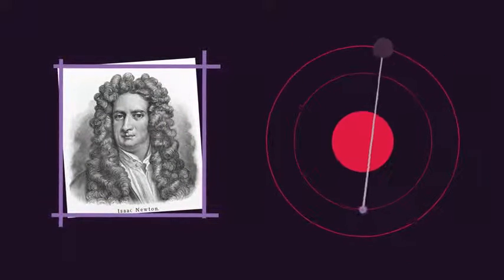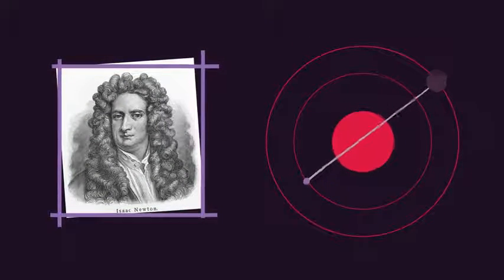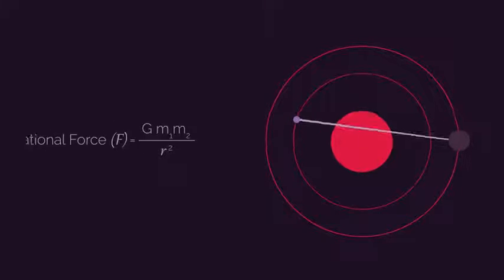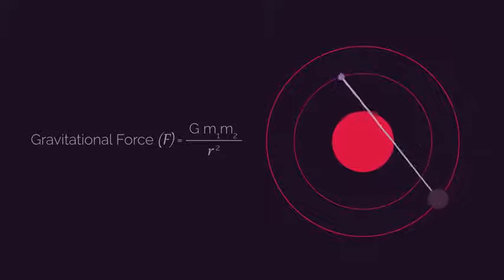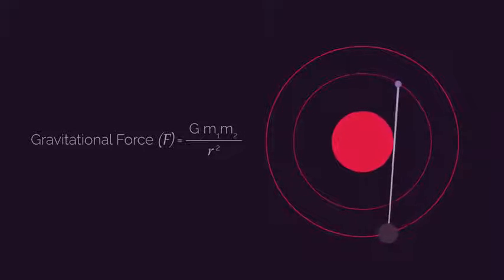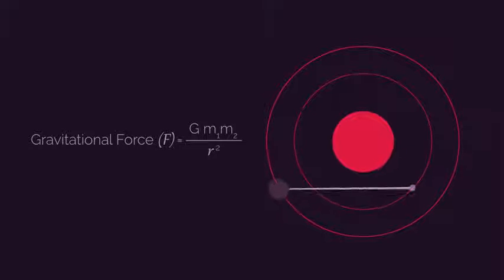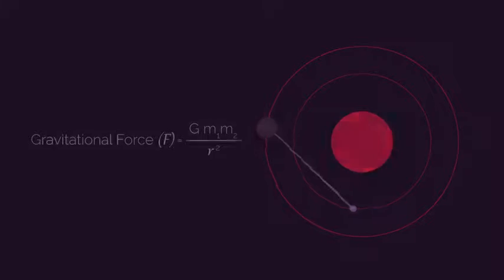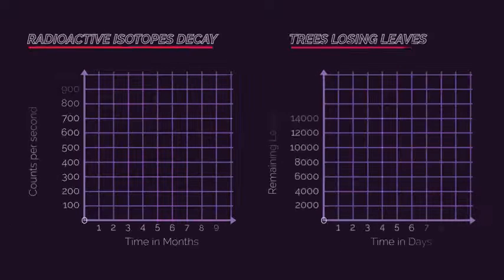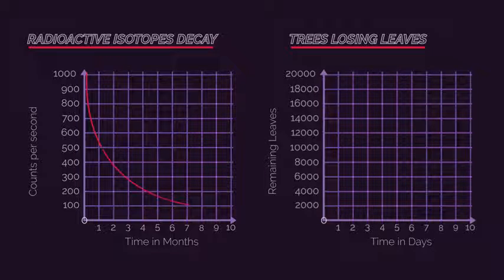Starting with Isaac Newton, he deduced that the forces needed to hold planets in orbits is a reciprocal relationship with the squares of their distances. So, as the distance between two planets increases, the gravitational force decreases. Other examples are radioactive isotopes decay reciprocally, and trees losing their leaves.